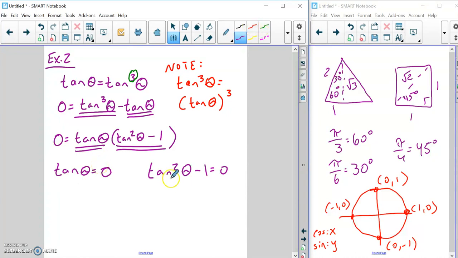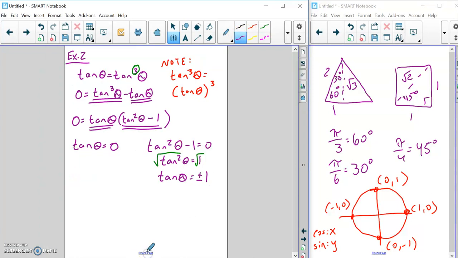There's a couple other things I can do on this part though. I can add 1, and then I can take the square root of both sides. Now remember, when you take the square root of both sides, you must have a plus or minus in front of your answer. So the squared cancels out, and right here the square root of 1 is 1. We'll put the plus or minus because it happened in the equation.